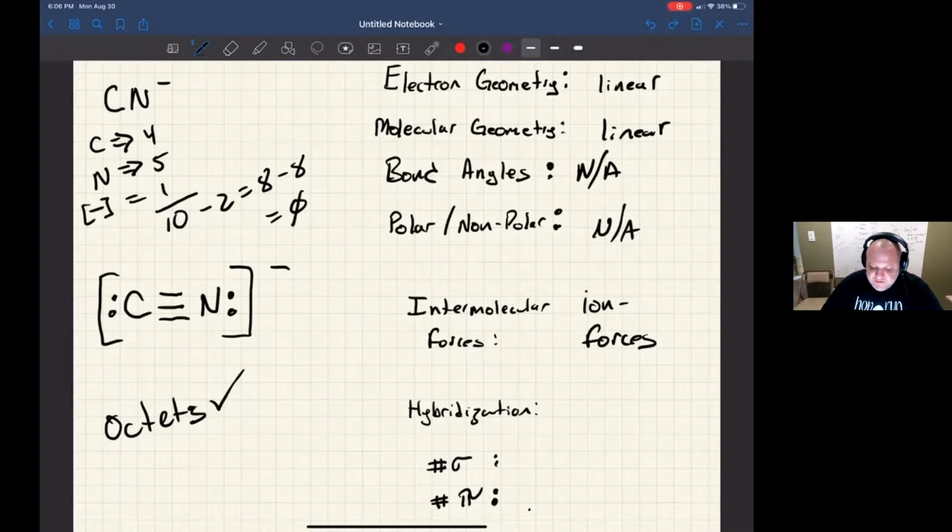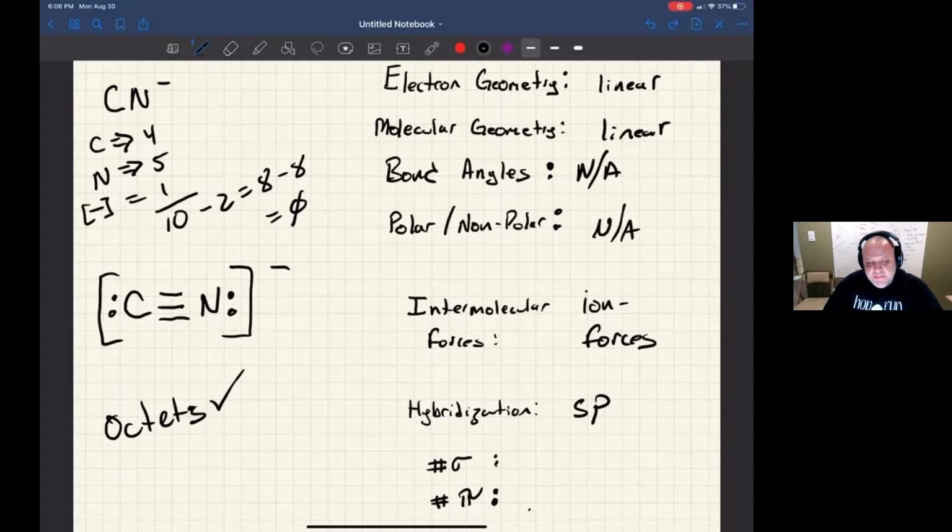We can, however, say that the hybridization of the carbon atom is sp hybridization. Usually we're going to get that from the electron geometry. And since the electron geometry is linear, we can say sp hybridization.